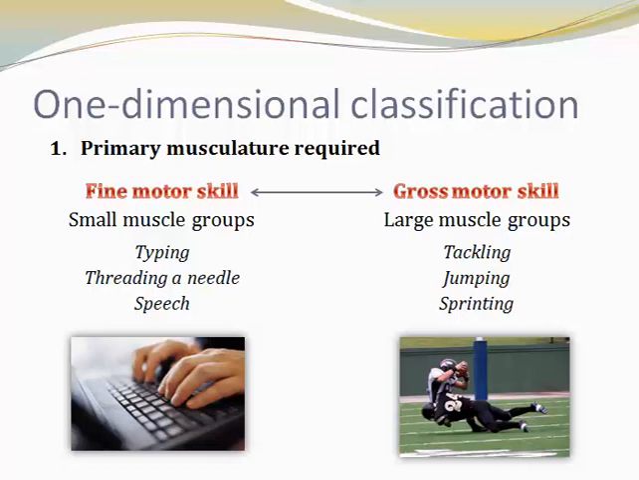So we can have a spectrum, obviously, because there are very small muscles in the body and there are very large muscles in the body, and then we have a whole bunch in between. So we can create the spectrum between something called a fine motor skill, where small muscle groups are used, versus the other end of the spectrum of gross motor skills, where large muscle groups are being used. And some examples of a fine motor skill are things like typing, threading a needle, speech. Obviously, typing and threading a needle, we're primarily using our hands, so there's very small musculature there, and speech involves muscles that are located in the neck, so that would also be fine motor skill as well.